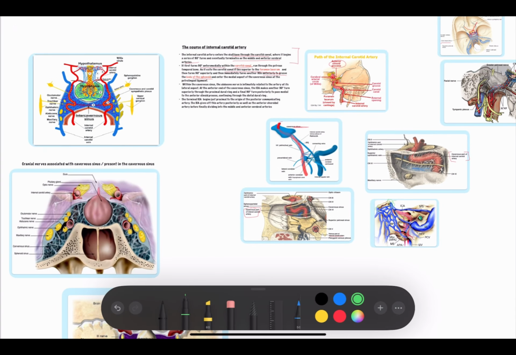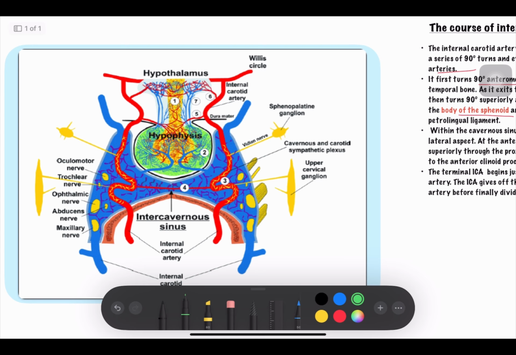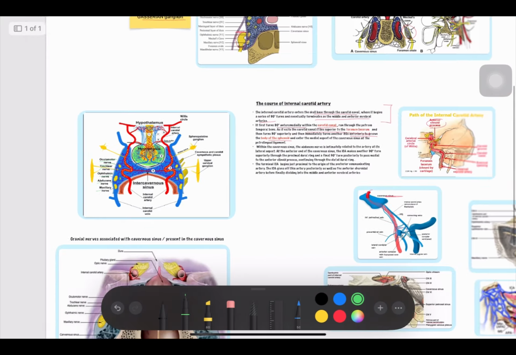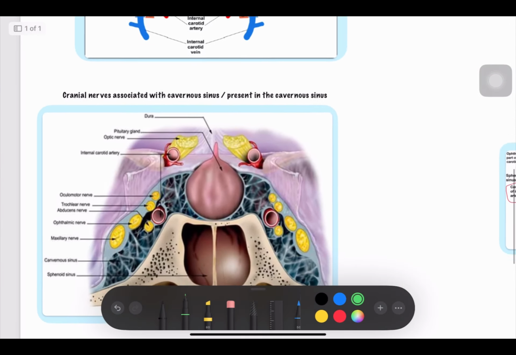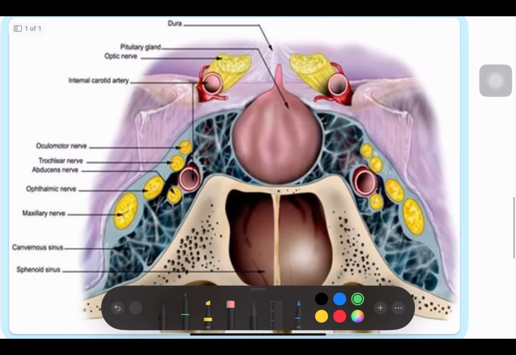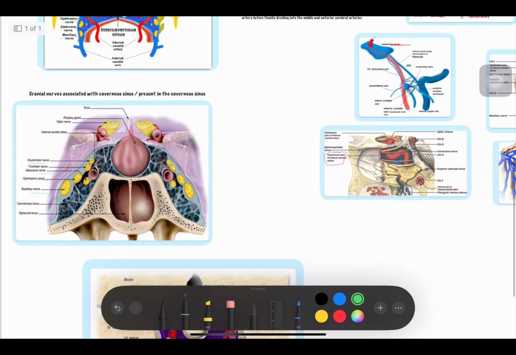The cavernous sinus is also associated with nerves, like the oculomotor nerve. We can see the nerves present in the cavernous sinus. These are the oculomotor, ophthalmic, abducens, maxillary, and the trochlear nerve, and the ganglion, which is present in Meckel's cave. In this picture we can see the nerves oculomotor, trochlear, abducens, ophthalmic, and maxillary present in the cavernous sinus.